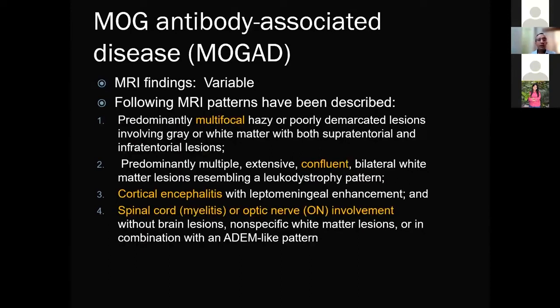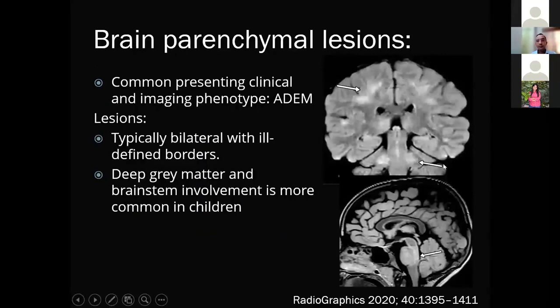On MRI, there is a wide spectrum of imaging findings, and they are variable. Usually four predominant patterns have been described. The more important is the multifocal white matter lesions. There the lesions may be confluent. There may be changes only in the cortex, or there may be changes in the spinal cord or the optic nerve. In the brain, the lesions are typically bilateral with ill-defined borders. There is variable involvement of the deep gray structures or the brainstem involvement.